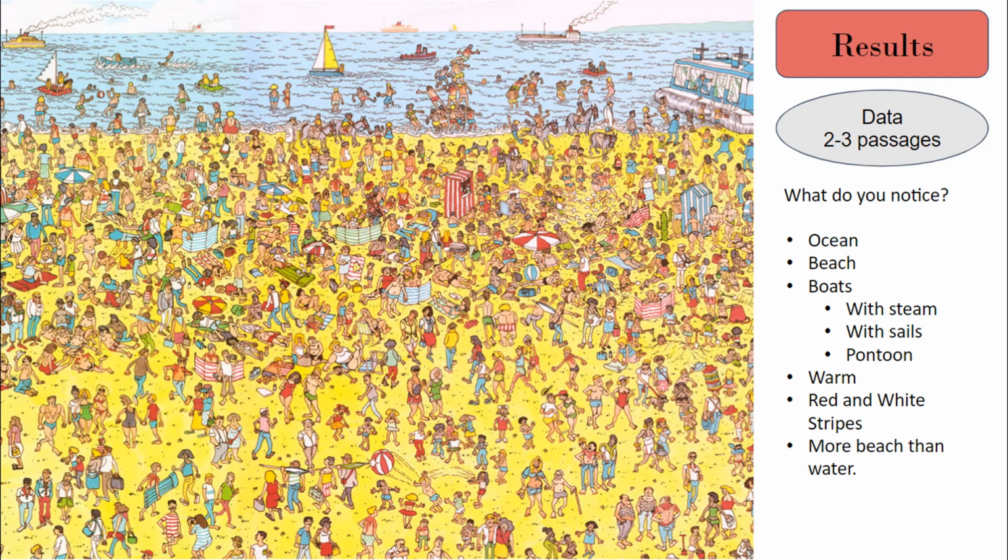This is a data passage again. You're just quickly examining the information. What do you quickly notice? Like, where's Waldo? You see there's oceans, there's boats, there's beaches, and it looks warm. And you quickly get to the questions. It's going to tell you where to look in the question.